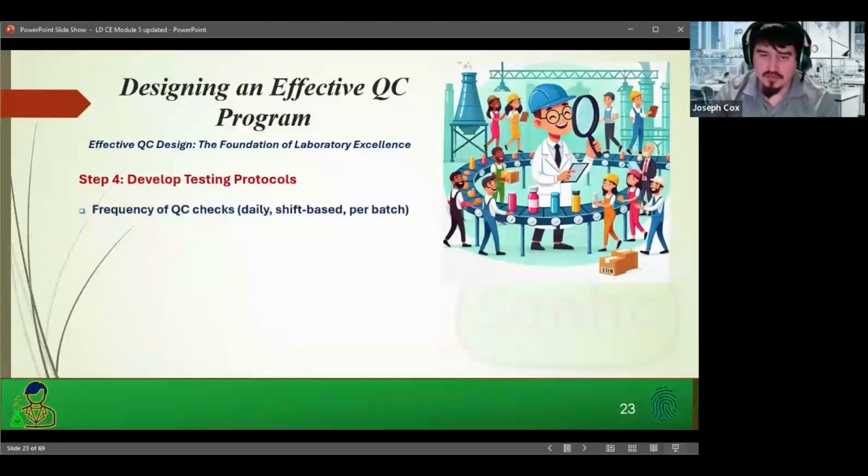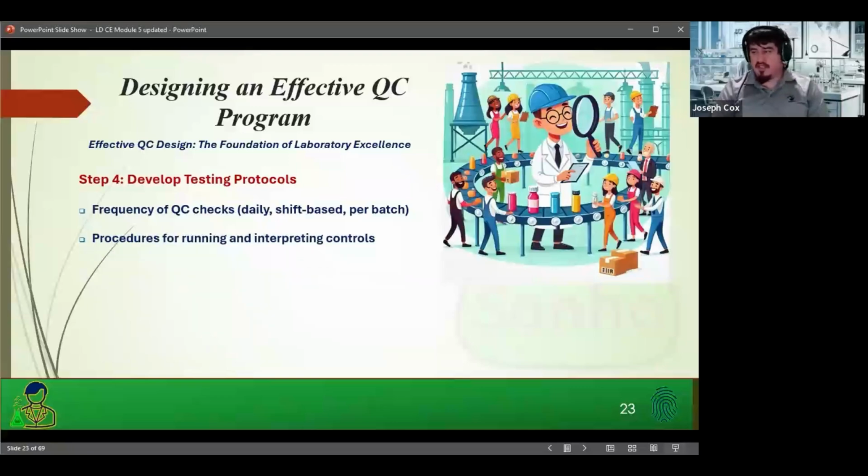And develop testing protocols. How frequently should you QC check? Is it daily? Is it shift based? Is it per batch? And procedures for running and interpreting these controls. So really it comes down to what you're testing for. I won't say there are hard and fast rules, but there's a general industry standard.